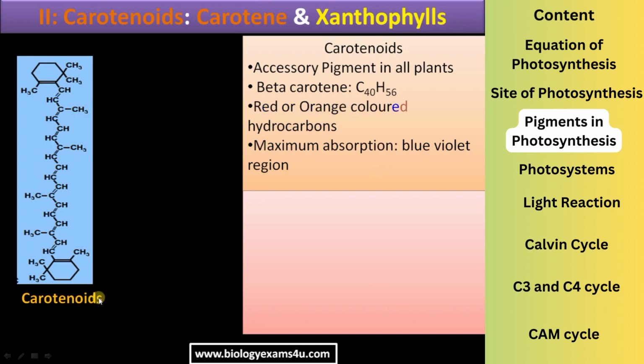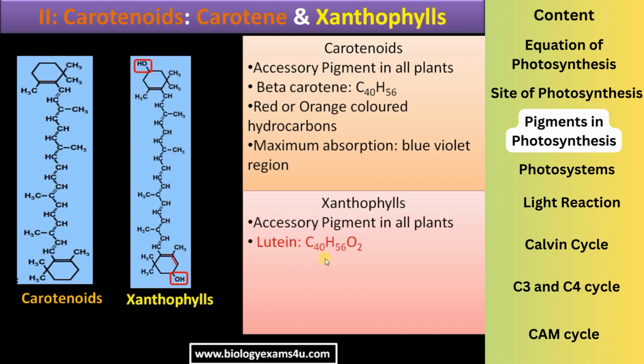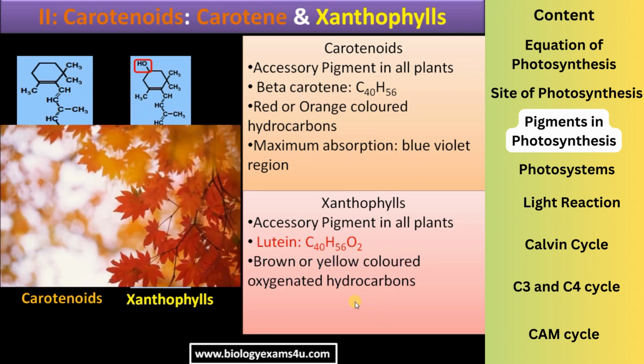Whereas xanthophylls are oxygenated carotenes. Example is lutein, C40H56O2. You can see that this is oxygenated. Brown or yellow colored oxygenated hydrocarbons. These are responsible for the color of autumn leaves. This is the yellow color of xanthophyll and reddish orange color of carotenoids. As the leaf matures, the chlorophyll deteriorates and is replaced by these auxiliary pigments, carotenoids and xanthophylls. That is why a ripened leaf appears orange or yellowish.